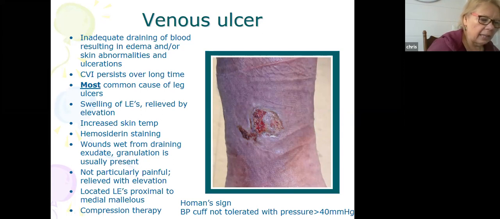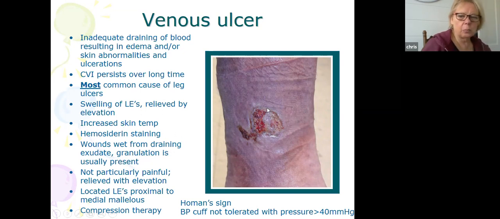Okay, the blood can't be returned secondary to vascular incompetency, and therefore it pools. So it looks like a purple bluish color. So hemosiderin staining is like a purplish bluish color the skin has. The wounds are wet from draining exudate. Granulation is usually present. I'm not saying that these wounds aren't painful.